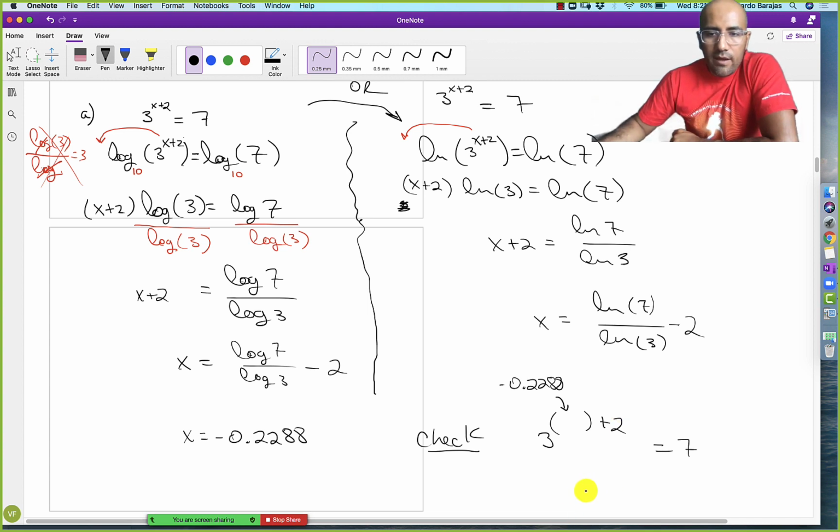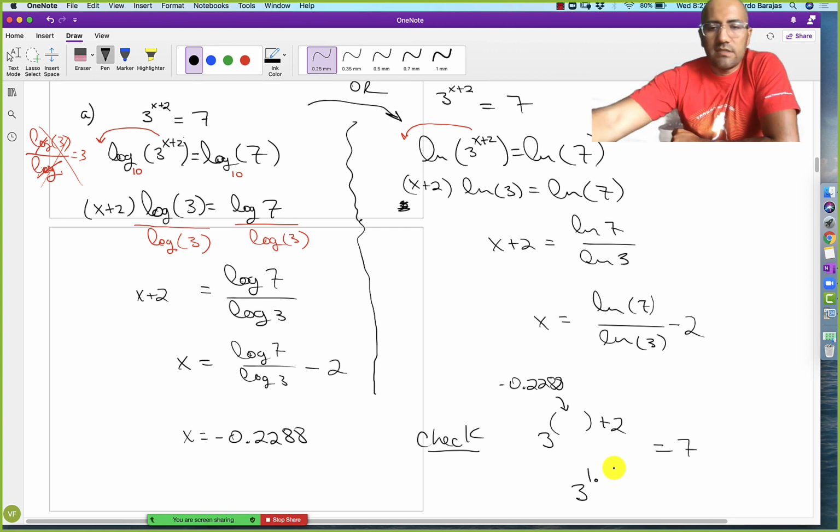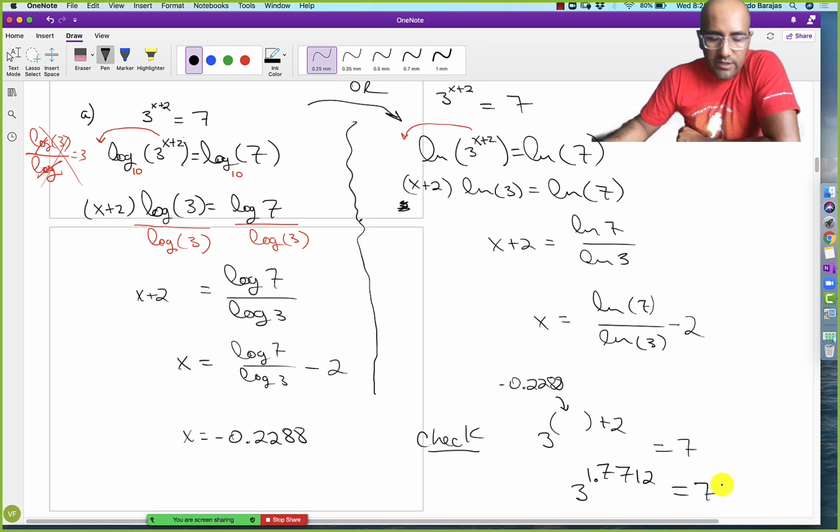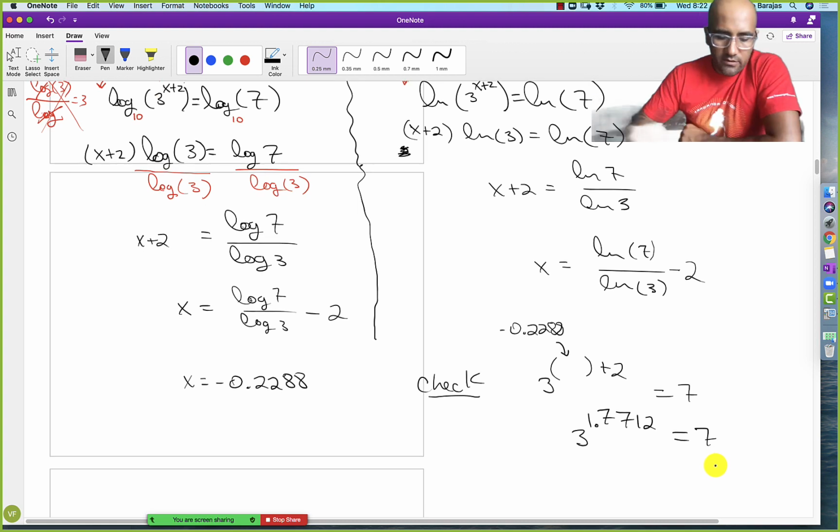So that would be 3 to the power of 1.7712, right? 2 minus 0.2288, 1.7712, yep. Does 3 to the power of 1.7712 equal 7, hopefully? And then we check that in our calculator. So 3 to the power of 1.7712. And yeah, it's pretty close.